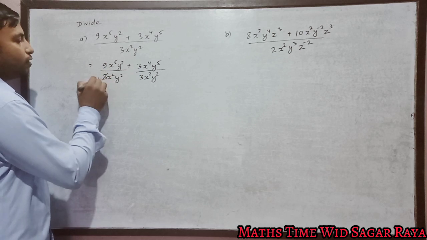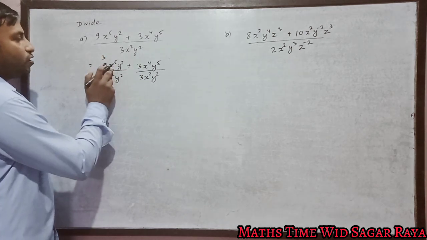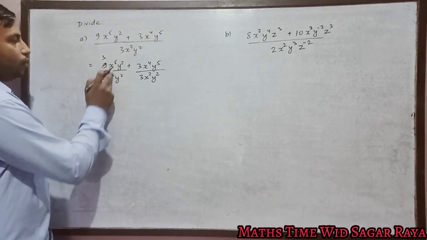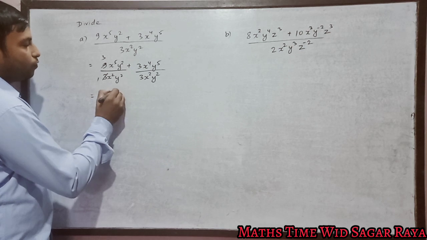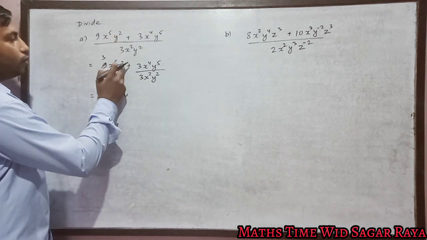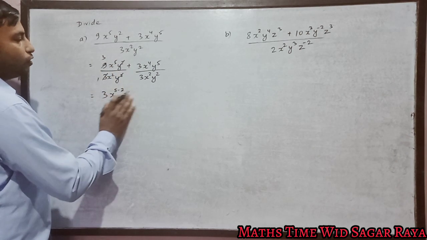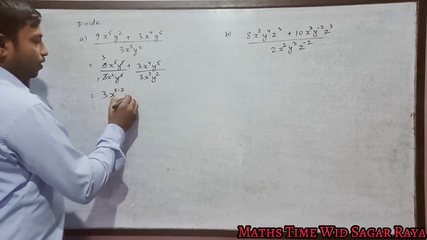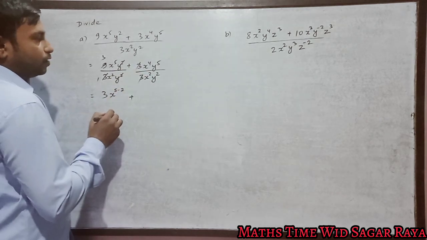We can cancel this: 3 1s are 3, 3 3s are 9. Now here we have x^5, here x^2. If they are in divide form, we have to subtract the powers, so 5 minus 2. And here is also y^2, here is also y^2, so simply we can cancel both of them if the power is the same. And plus, here also 3 and 3 we can cancel.